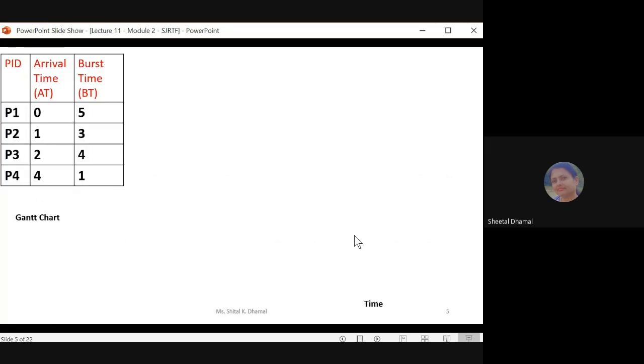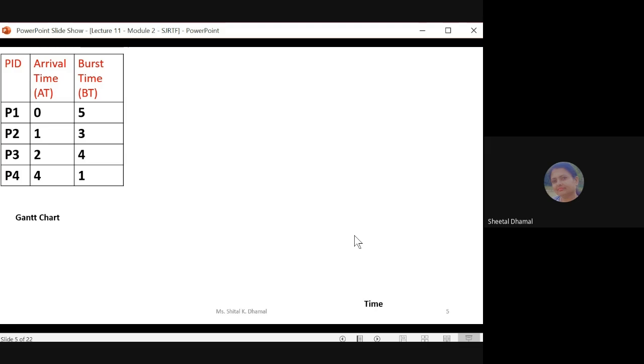Okay. So this is the table which is given. Arrival time of each process is given and burst time is given. From this table we will now draw the Gantt chart. Let us consider these four processes and their arrival times. The shortest job first algorithm uses the criteria of burst time, whereas the first come first serve algorithm uses the criteria of arrival time. So here it compares the burst time of all the processes which are present in the ready queue.